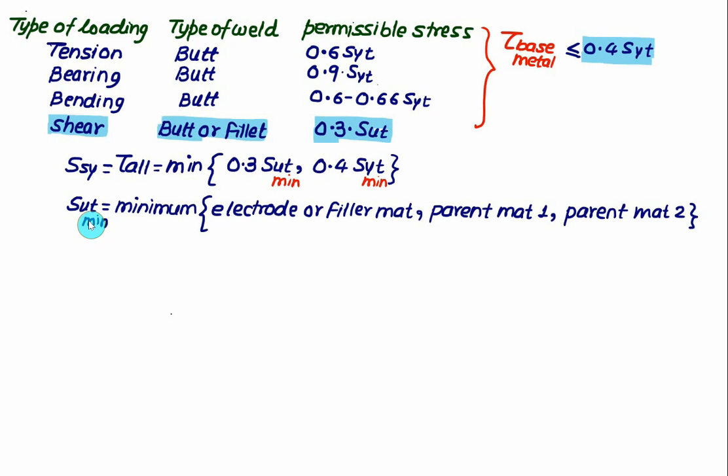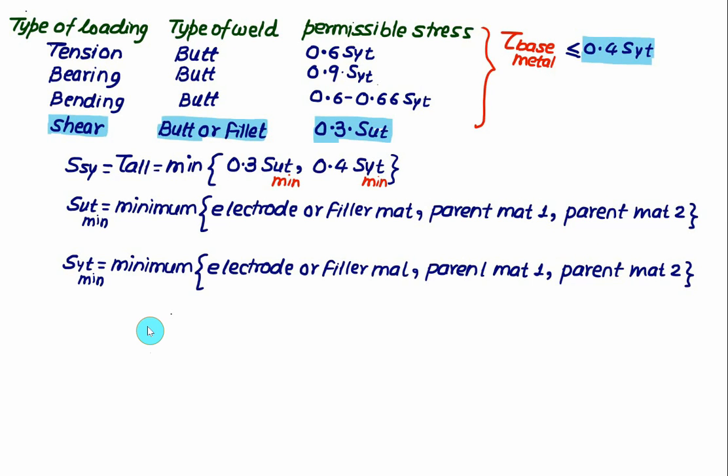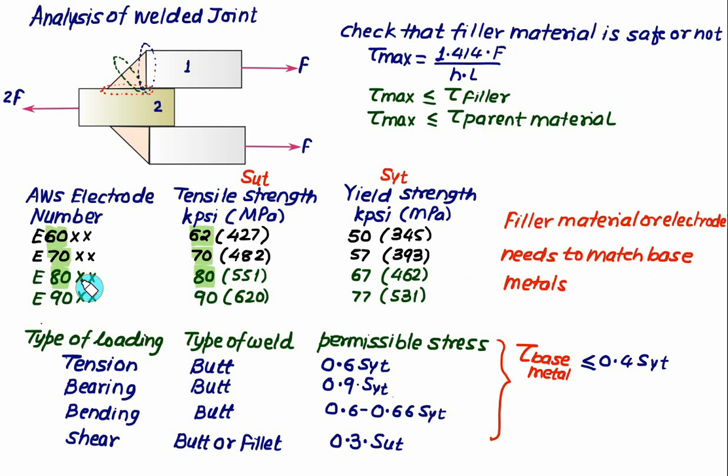So to calculate the minimum value of ultimate stress, you have to select the minimum value of the electrode or filler material, parent material 1 or parent material 2. Now the same thing you have to do for the yield strength in tension. You have to select the minimum value of the yield strength of the electrode, parent material 1 or parent material 2. How to select the value of SUT for the electrode, that discussion we have done here. This data is available in the data book. You can check for electrode number, tensile strength and the value of yield strength.